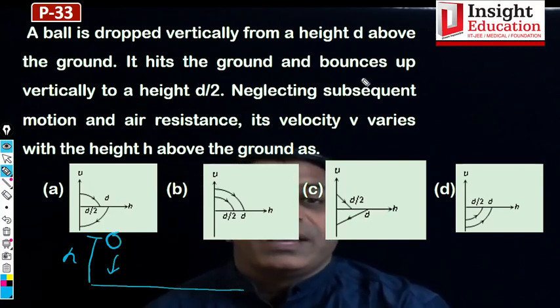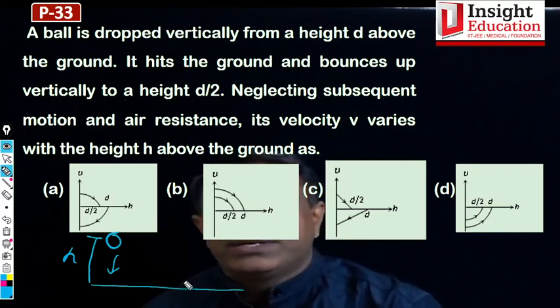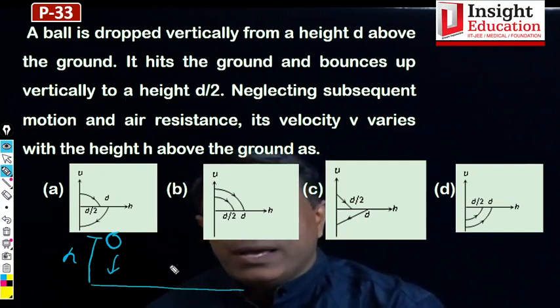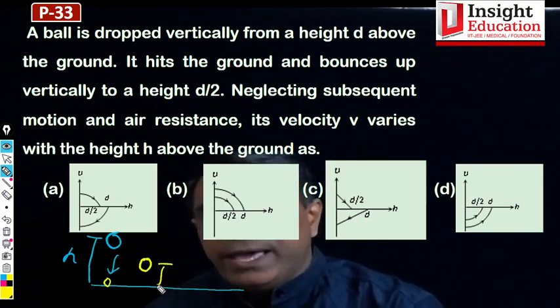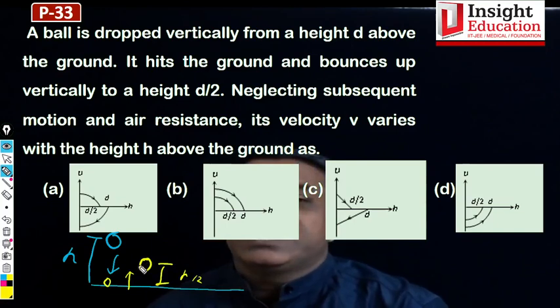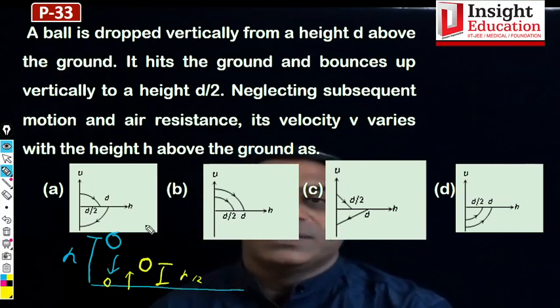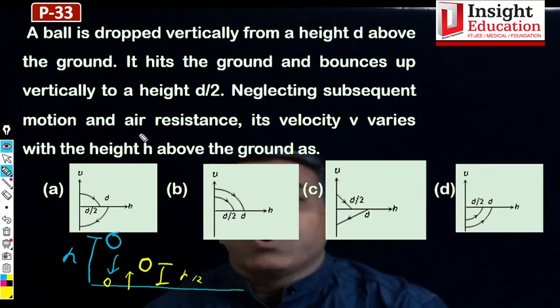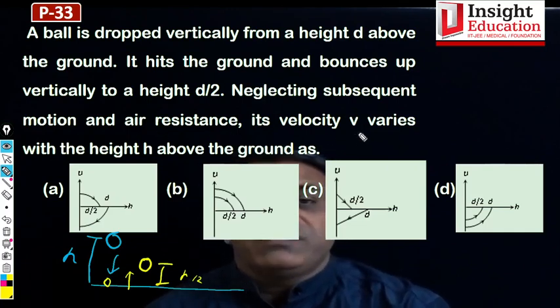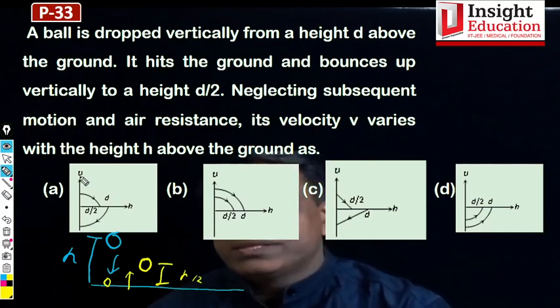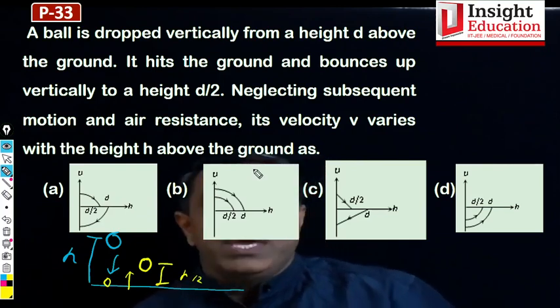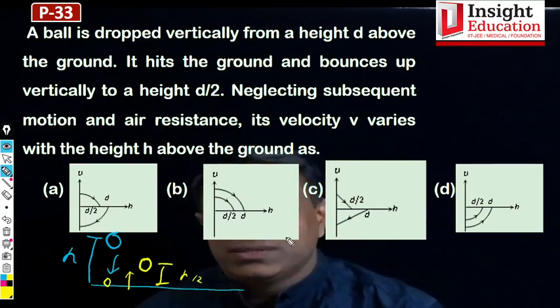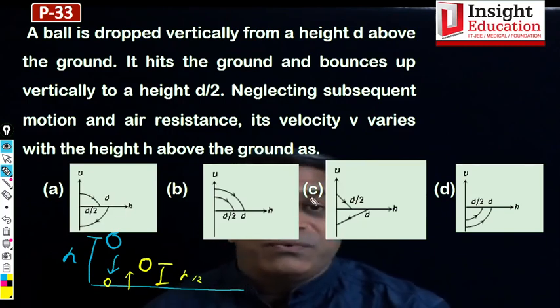It hits the ground and bounces up vertically to height h by 2. So in the second case, after touching the ground, it bounces back to the height h by 2. During this upward motion, speed decreases. In downward motion, speed increases. Neglecting subsequent motion and air resistance, velocity v varies with height h above the ground as: on one side v and on the other side h. Now which graph is correct?